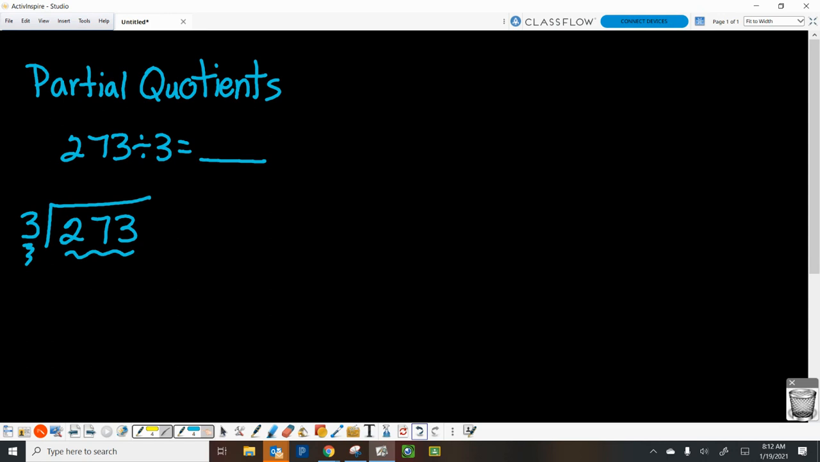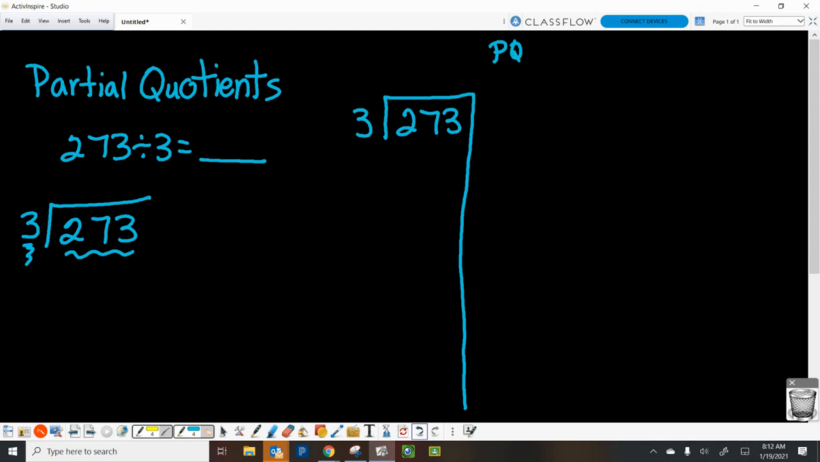Now, we are going to write this much like your parents are used to writing, solving the algorithm. So we carry this over. The only difference is we're going to draw a big line here. It almost looks like a hangman. And I'm going to put PQ up here just to help me remember. Now, I'm going to ask myself, 3 times what gets me close to 273?